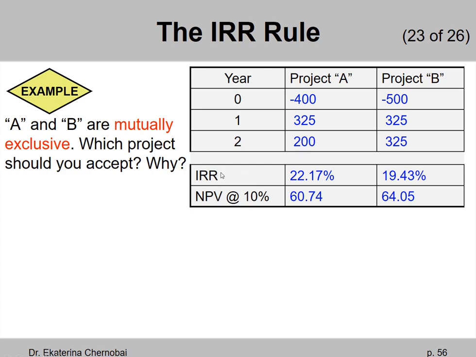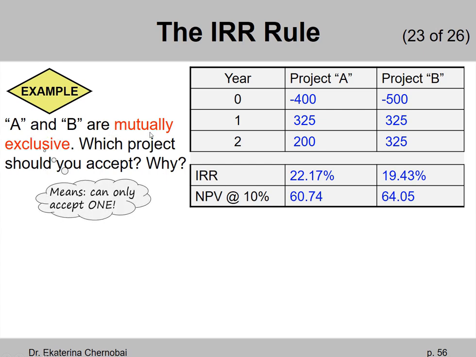We also know that the internal rate of return for project A is 22.17%, which is also something you can calculate yourself. And at a 10% discount rate, the net present value is $60.74. For project B, cash flow 0 is negative 500. Cash flow in year 1 is 325. Cash flow in year 2 is 325 again. The IRR is 19.43%, and the net present value at a 10% discount rate is $64.05. So the question again is, which project should you accept and why?